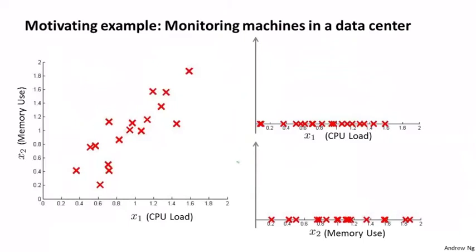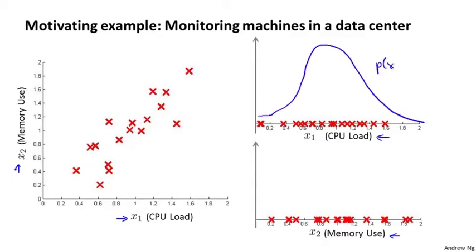Let's say that our unlabeled data looks like what I plotted here, and I'm going to use the example of monitoring machines in the data center, monitoring computers in the data center. So my two features are x1, which is the CPU load, and x2, which is maybe the memory use. So if I take my two features, x1 and x2, and if I model them as Gaussians, then here's a plot of my x1 features, here's a plot of my x2 features, and so if I fit a Gaussian to that, maybe I'll get a Gaussian like this.